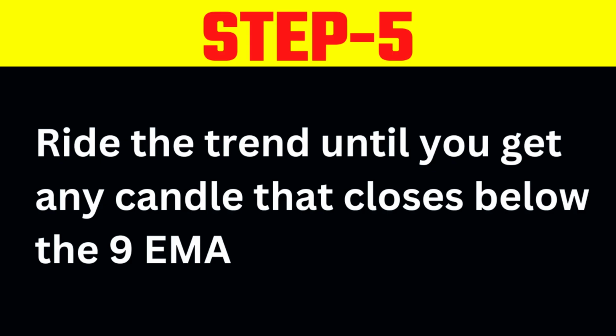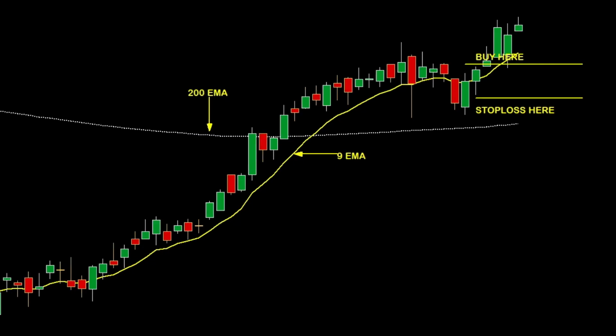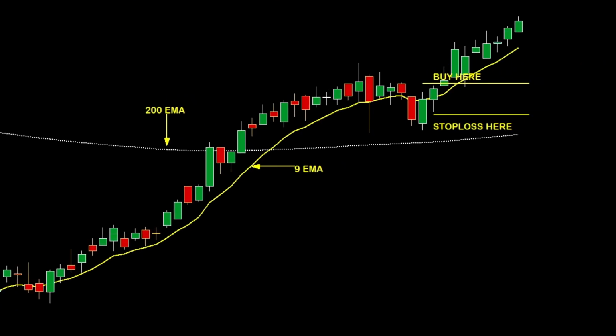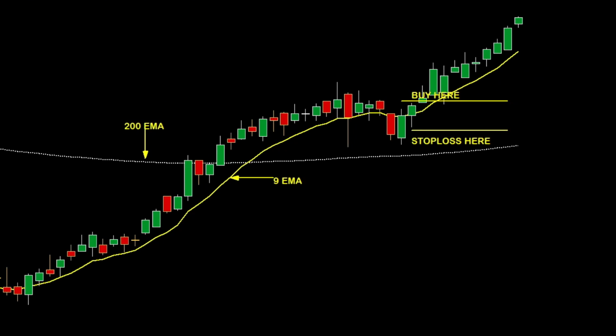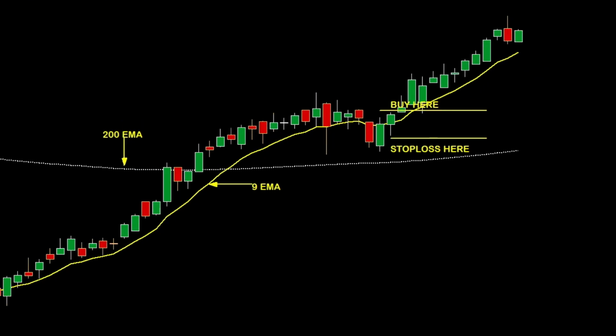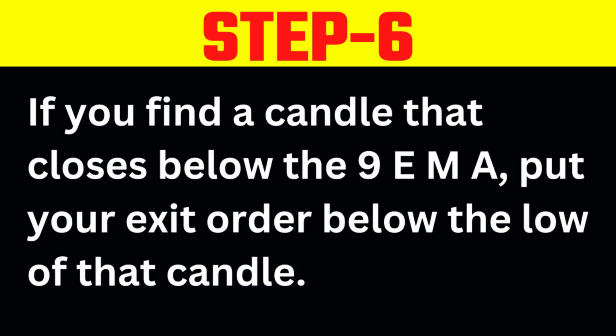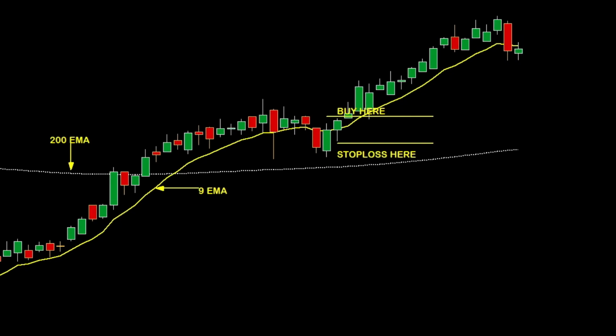Step 5. Ride the trend until you get any candle that closes below the 9 EMA. Step 6. If you find a candle that closes below the 9 EMA, put your exit order below the low of that candle. Book the profit here.